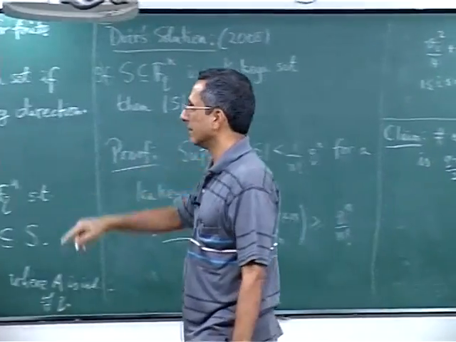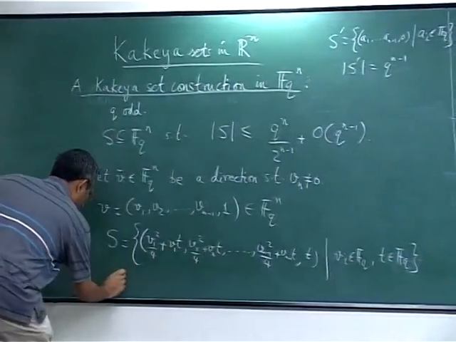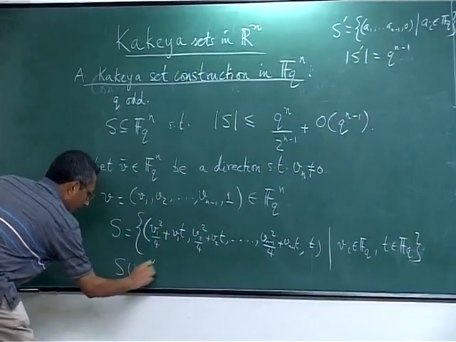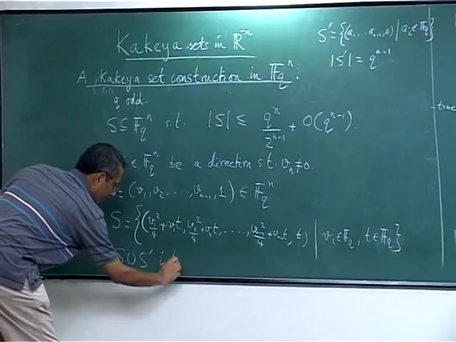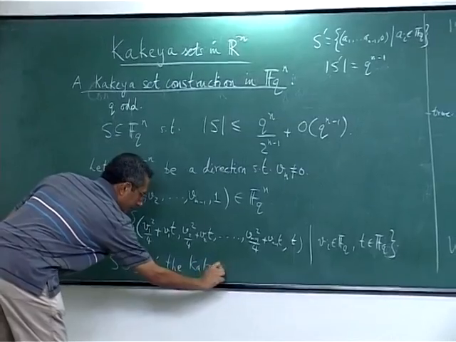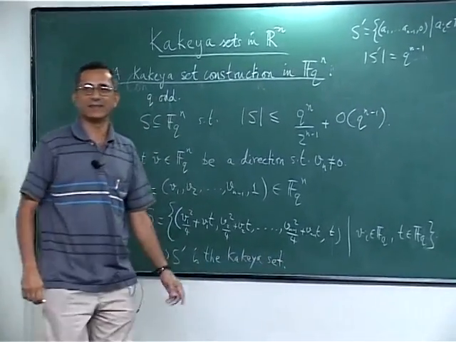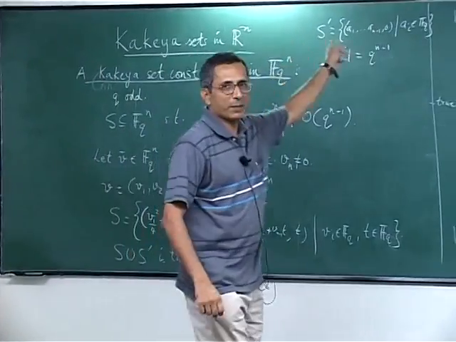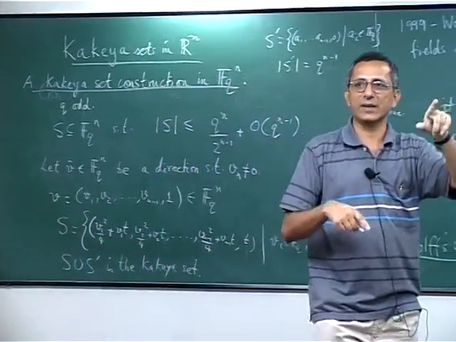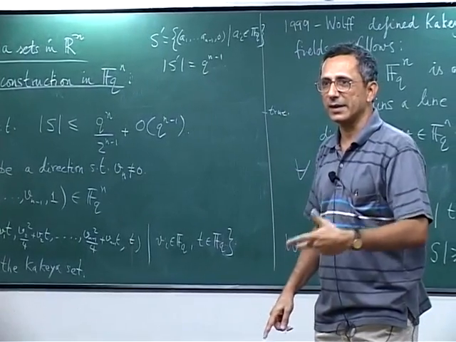This is the Kakeya set. The Kakeya set is S union S prime. Why does it contain a line in every direction? That we haven't seen. The S prime part contains a line in every direction where Vn is 0. When Vn is not 0, what is the line that it contains?